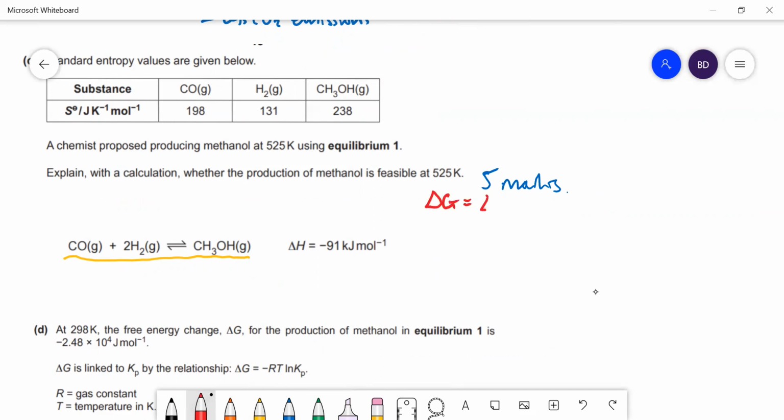Delta G is equal to delta H minus T delta S. Okay, so we are given delta H there. So it's minus 91. Now let's work out the entropy change, delta S. So the entropy change is the entropy of the products minus the reactants. So the product is methanol. So that's going to be 238 minus, right, carbon monoxide is 198 plus 2 lots of hydrogen. So that's 2 times 131.